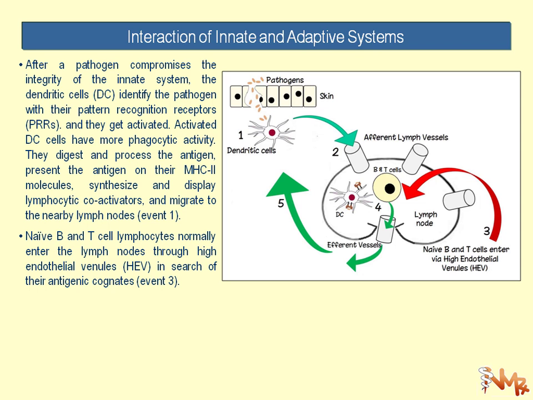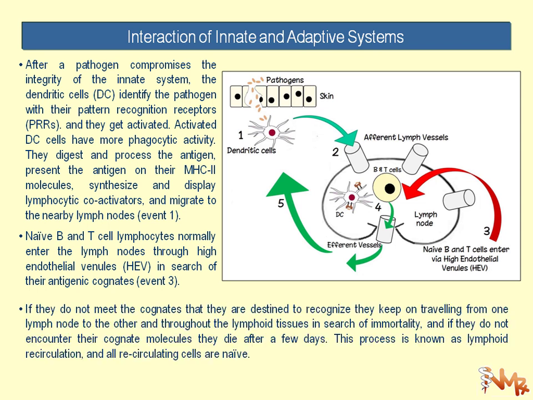So the naive B and T cells, this is event three, they enter via blood, via special blood vessels that you see only in secondary lymphoid tissues such as lymph nodes. And practically these are the portal of entry for the naive B and T cells. These are B or T cells that have not seen the antigen or the epitope that they are destined to see or identify.